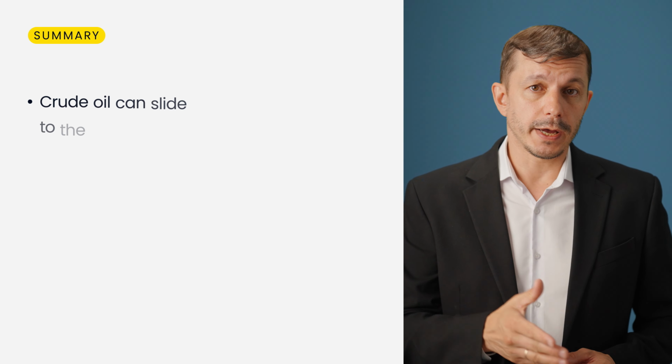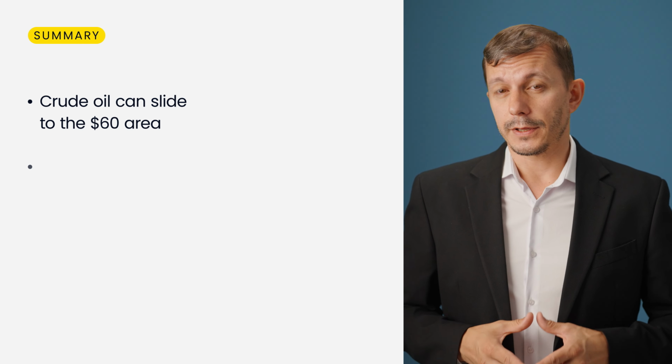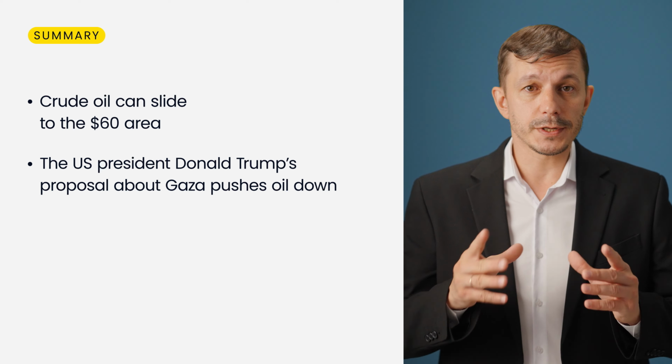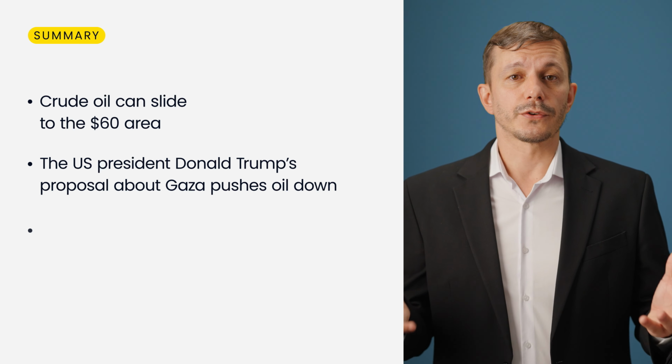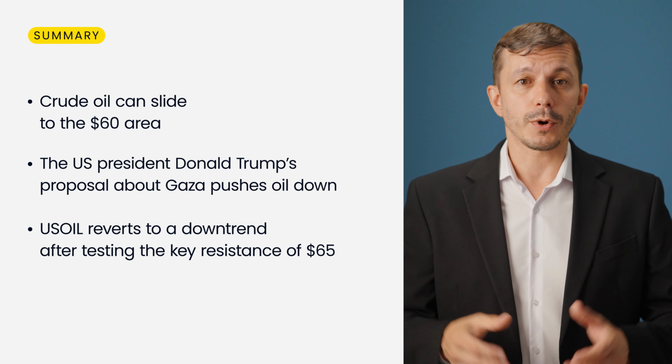So in summary then, the idea for today is a potential short for WTI crude oil with a target of $60. The trigger for the move is the de-escalation initiative in Gaza and a technical rebound of the price from the strategic $65 area. Crude oil stocks report on Wednesday and Friday's NFP report might trigger volatility for this market.